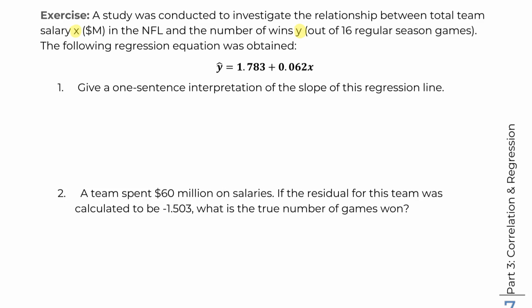I told you what X and Y were. X is salary. This is the total team salary, right? And our Y is the number of wins out of the 16 regular season games. So for our one sentence interpretation, first let's note that our slope is our 0.062, and then we're going to start that sentence that we have written down, hopefully on our note card. For every one, now remember, total team salary is our X, we need units. Ooh, this $M means $1 million.